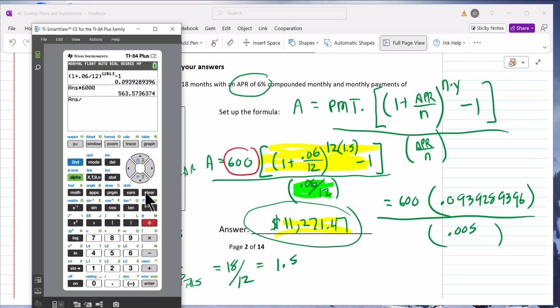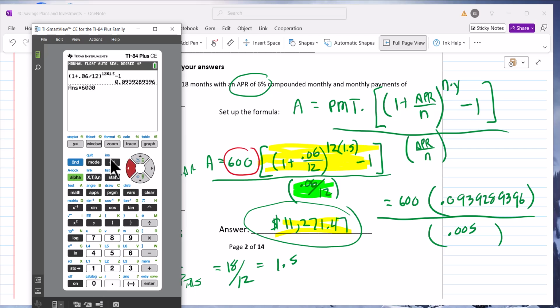I got too many numbers in there. Let me do that one more time here. Okay, all right, so one more time. 1 plus 0.06 divided by 12, like that, okay, raised to the 12 times 1.5, okay, minus 1, so you want to get that. You do that first, that's where you ought to start. Now this time I'll be careful, I'm going to put in a 600.